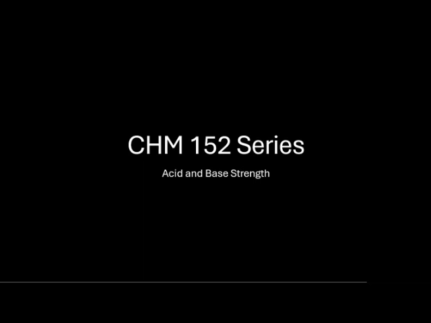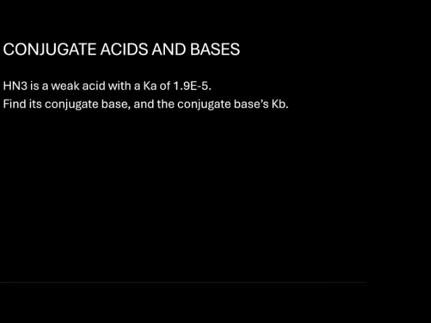In this video, we'll talk about how to compare acid and base strength. The first problem gives us HN3, which is a weak acid, and a Ka value of 1.9 E-5. You can think of the Ka value as a representation of how strong the acid is. A higher Ka represents a stronger acid. The question asks us to find the conjugate base and the Kb of the conjugate base.